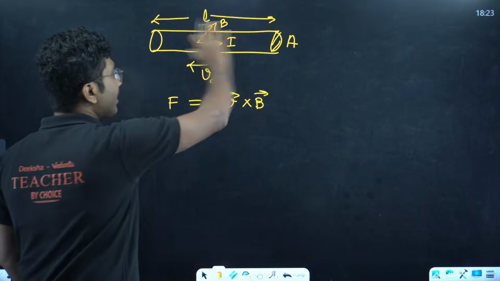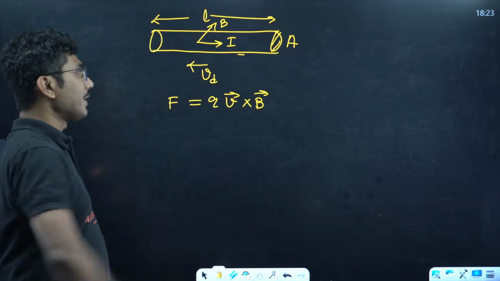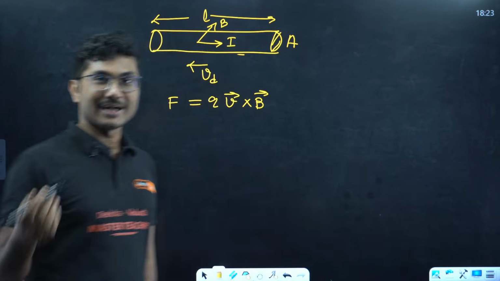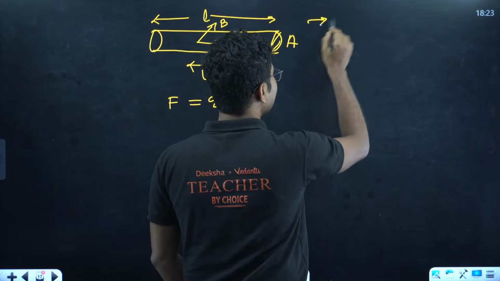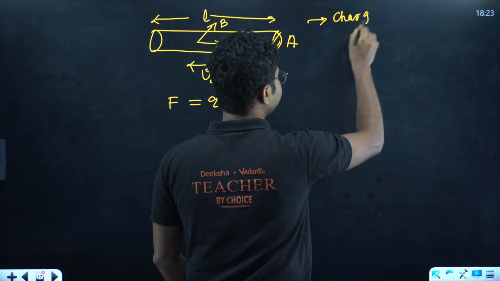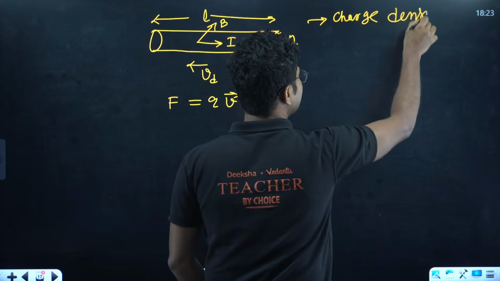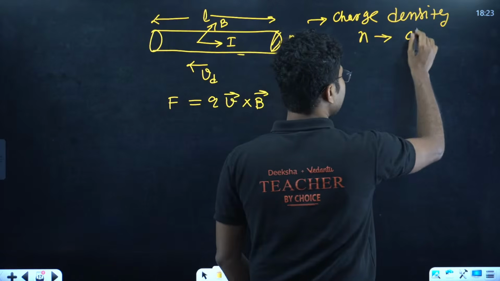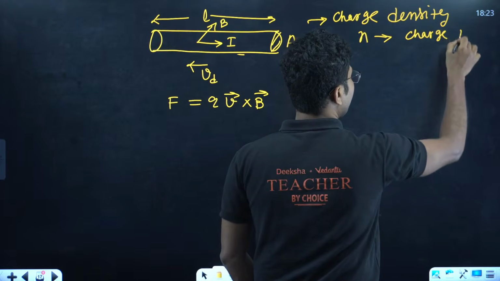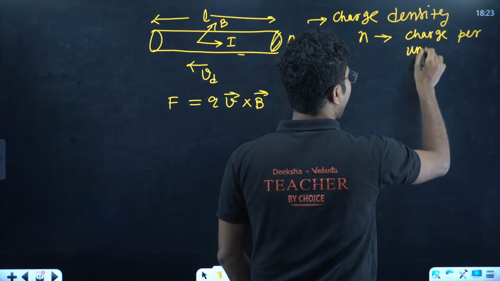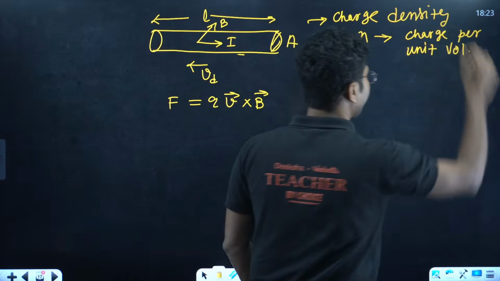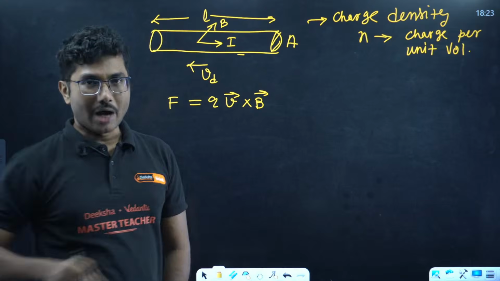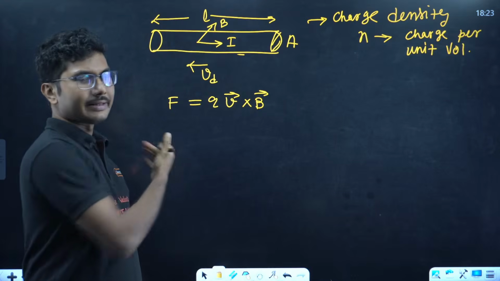Here we have a certain length of wire, so it has a certain amount of charge, and we know one quantity which can help find the charge, that is called charge density. What is charge density? Charge density, small n, is charge per unit volume, right? Now, if n is known, then we can find this charge. So, our main target is to find this charge and then calculate the force.